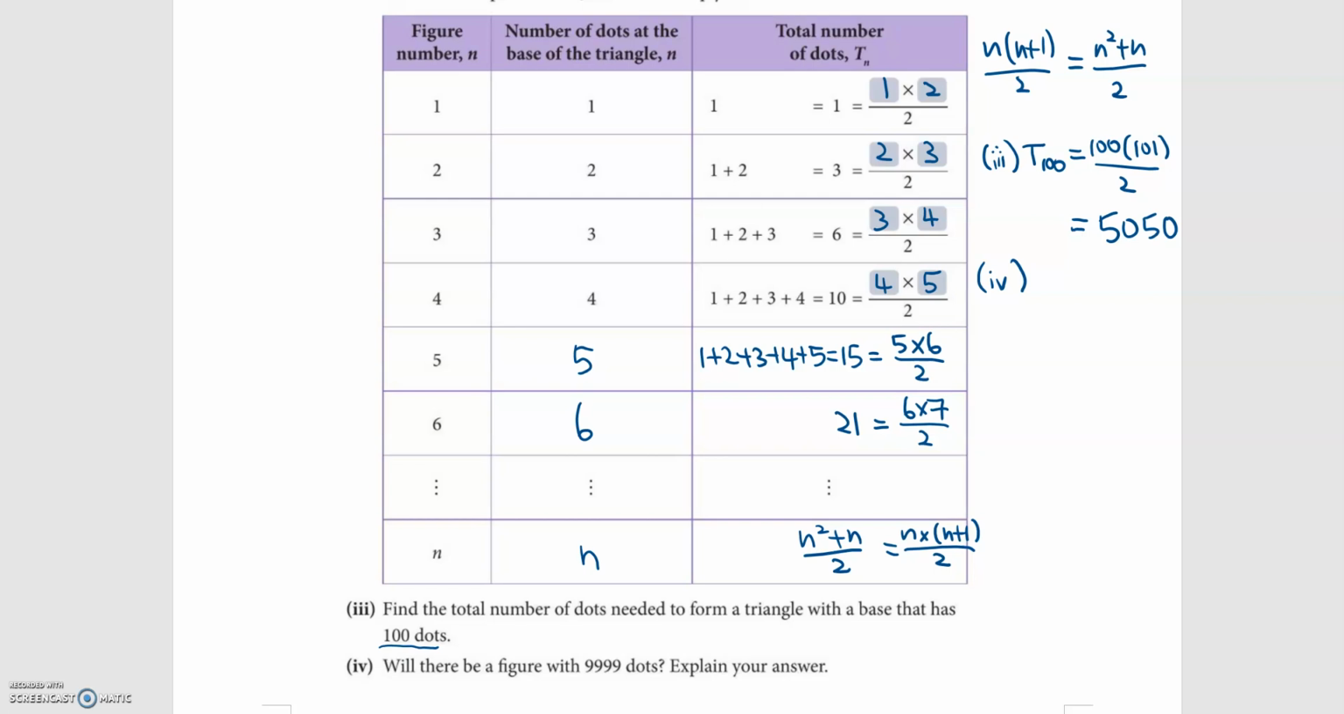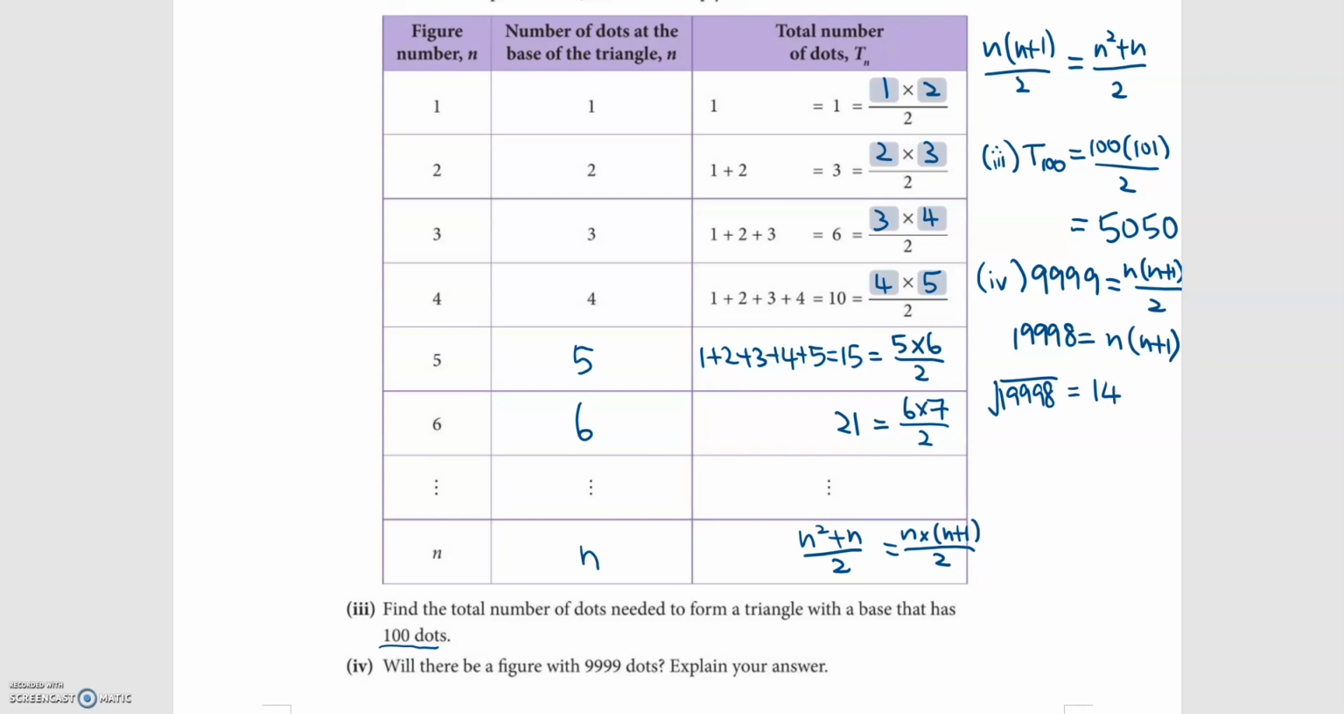For part 4, will there be a figure with 9999 dots? I have to now fit this into my equation. 9999 will be equal to n times n plus 1 over 2. Let's simplify this. So I want n times n plus 1 to be 19998. It's similar to what I have done in question 2 of practice now 4. I will try to find possible values of n such that it can fit in. So I will take the square root of this.